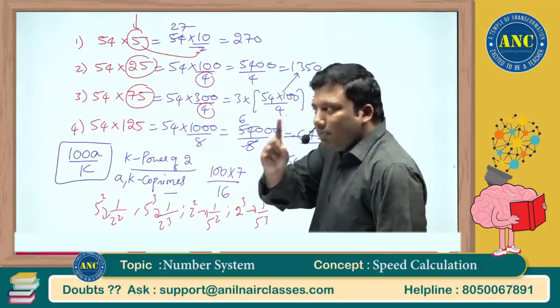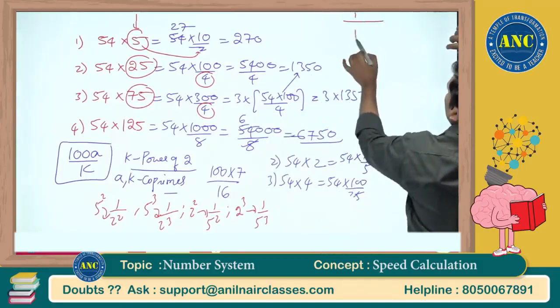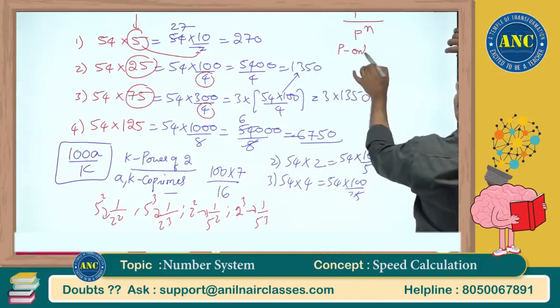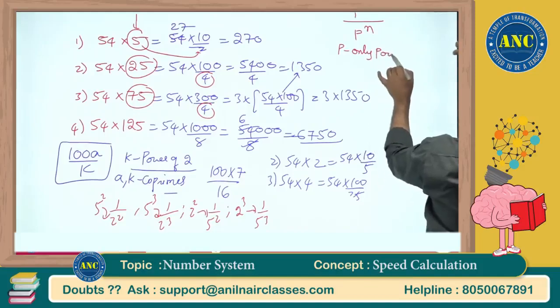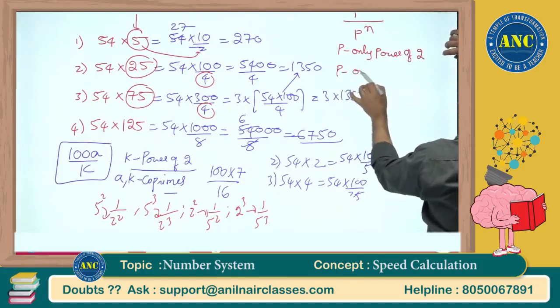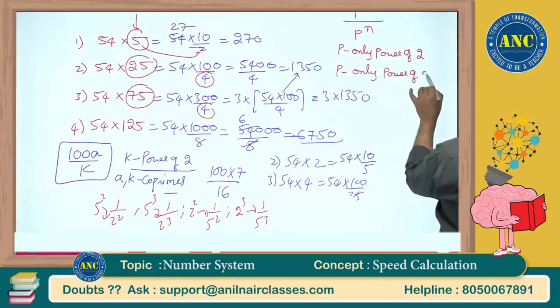Write down this important key point in your notebook. 1 by P power n. P is only a power of 2, or P is only a power of 5. I will explain it in fractions and decimals.